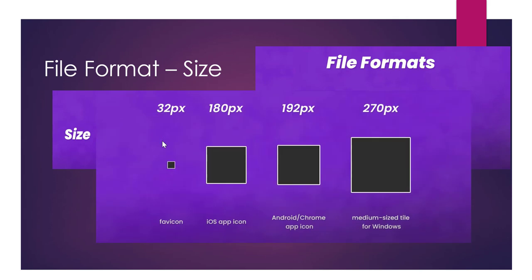And another portion is Favicon sizes: 32 pixel, 180 pixel, 192 pixel, and 270 pixel. Basically, those are used most widely in different circumstances and on different platforms, such as iOS users, Android users, Chrome, and multiple variants of Windows PC. So those sizes will be used in Favicons.